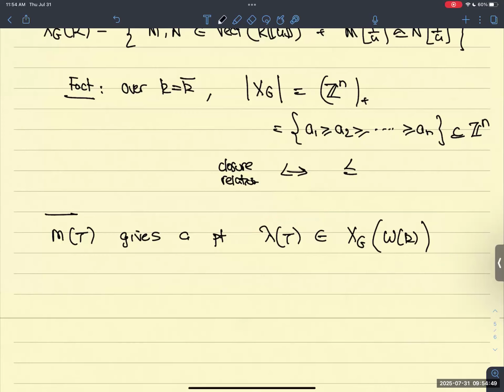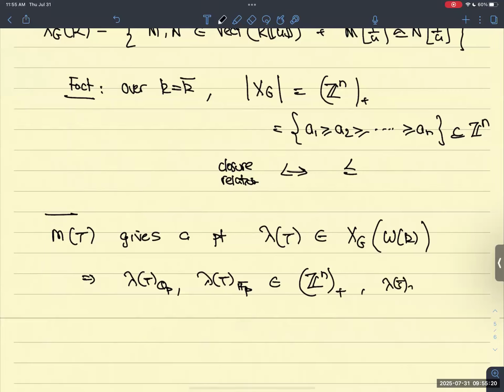And what you can therefore do is restrict to each geometric fiber. And so you get lambda of t Q_p, lambda of t F_p. These are points in the fibers, and therefore they're just n-tuples of ordered integers. And just by virtue of this construction, the characteristic p point is the specialization of the characteristic 0 point. And so because of how the closure relations work over here, what you get is a relationship between them. Okay, there's a chance I'm off by a sign, but I think you get that the characteristic 0 point is more general than the characteristic p point.